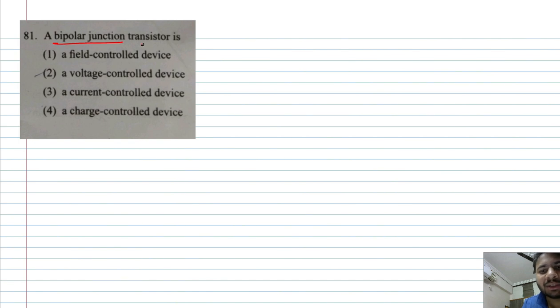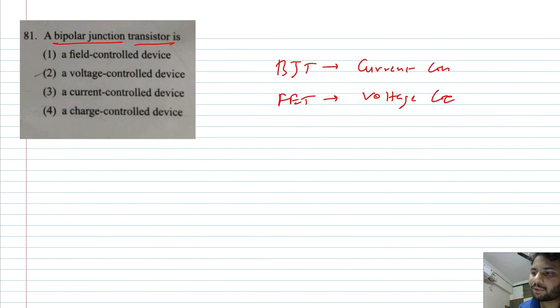A bipolar junction transistor, BJT, is always a current controlled device. FET is a voltage controlled device. So BJT is a current controlled device, which is option C.